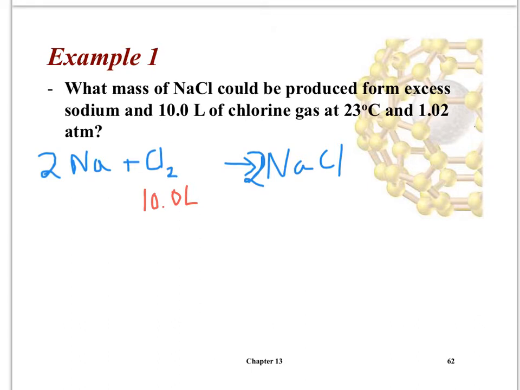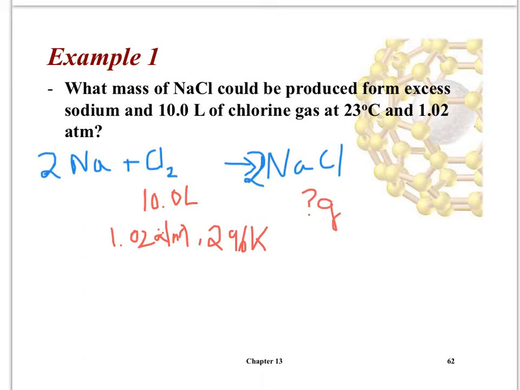Whenever you're given temperature and pressure, those are only relevant for the gas. So if you want to write them on the side, you can, but I like to write my temperature and pressure underneath the gas because that's when it's relevant. So I'm going to write 1.02 atm. And I have 23 Celsius, so I'm going to convert that to Kelvin right away because I can only do calculations for gases with Kelvin. So 296 Kelvin. And then I'm asked what mass of sodium chloride are we going to produce.